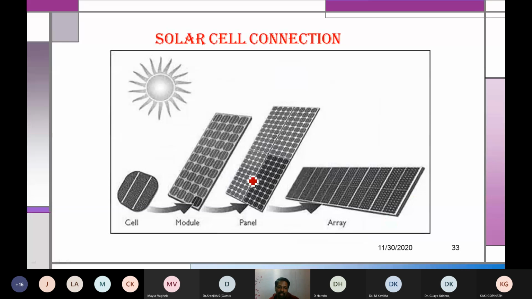Yeah, this is how. Same thing is given in other form. Start with the cell. Series connection is a module. Again, series connection is a panel. Then parallel connection is an array. These are the things. Depending upon the requirement, there is a very rare chance to go for a cell, but you can go for a module, a panel, or an array depending upon the requirement. So this is how they will be connected.